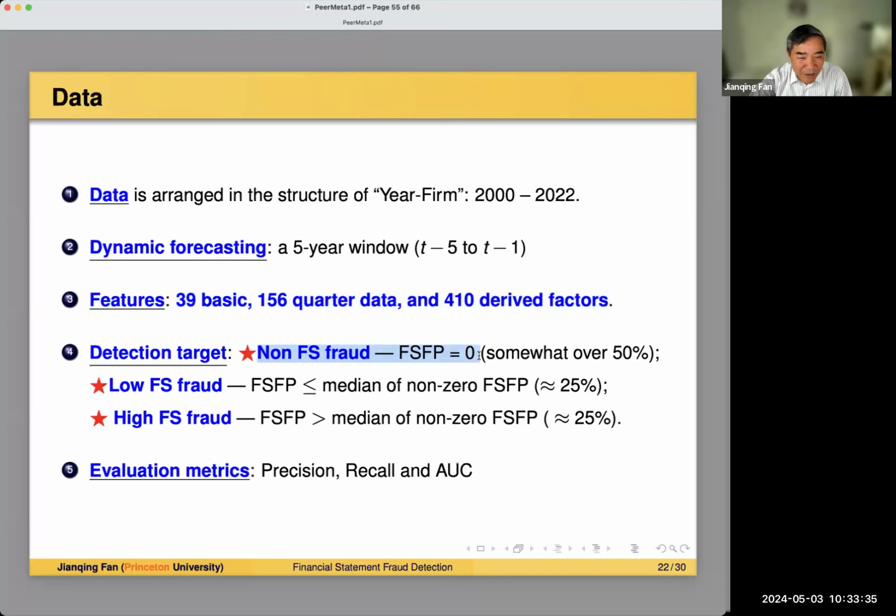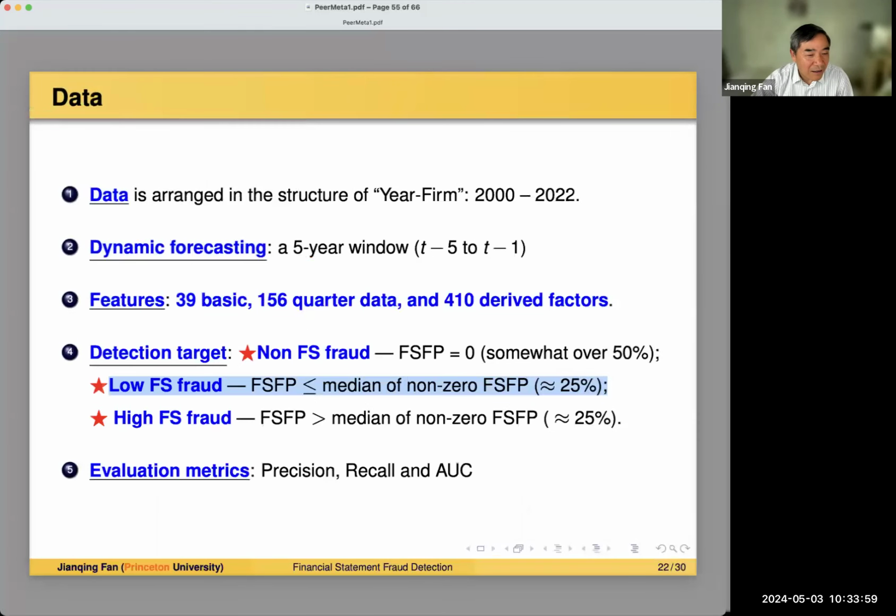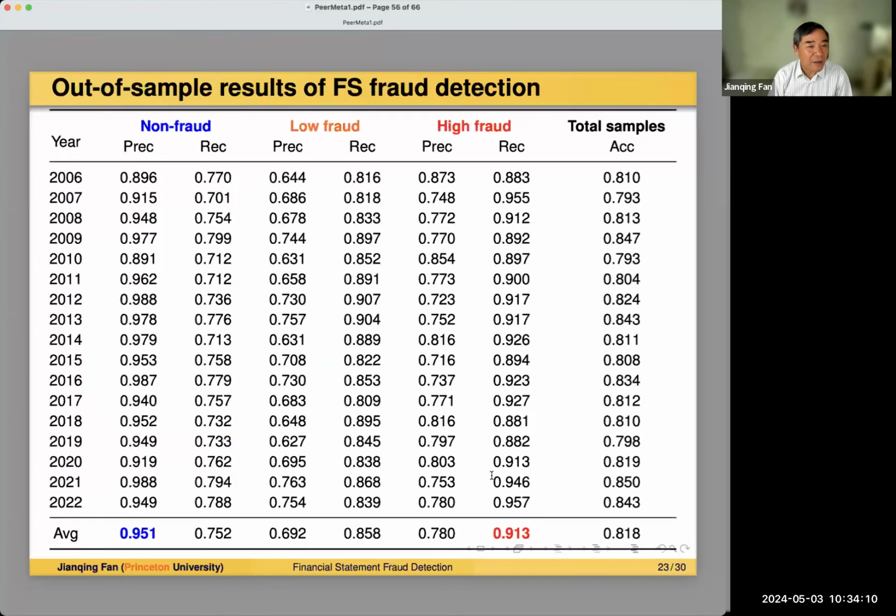The detection results are applied to non-financial frauds, which have a financial propensity score equal to 0, a little over 50% of the data. Then we apply it to low financial fraud, which further divides into half: propensity score less than the median and non-zero. And the other is the high financial statement fraud sample, another 25%. The evaluation metrics, as usual, are precision, recall, and the area under the curve. So here are the detection results. Again, this is year by year.